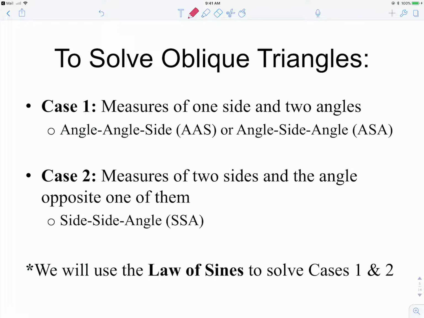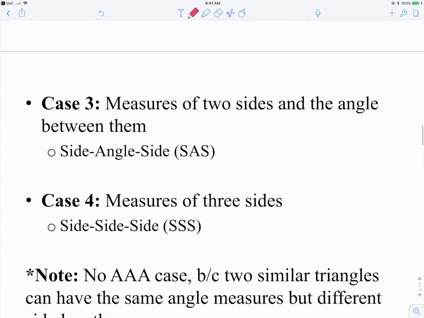And then case two is what we refer to as the ambiguous case. It's when you're given a side and an angle. Or the way to remember that it's kind of a special case is the reverse: ASS, angle, side, side. So again, we're using law of sines to help us solve these two cases.